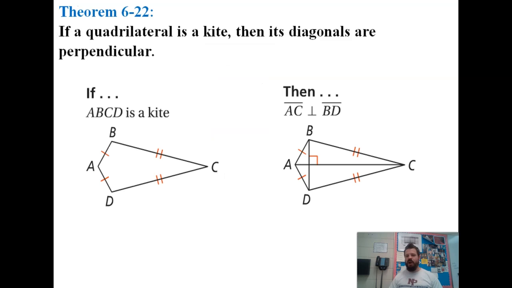All right, and the one theorem we're going to give you about kites is this. If a quadrilateral is a kite, then its diagonals are perpendicular. So if I have a kite and I draw the diagonals out, they'll be perpendicular to each other. In other words, they intersect at a right angle, very similar to what we had with a rhombus, and we'll answer some similar questions about angles for kites.